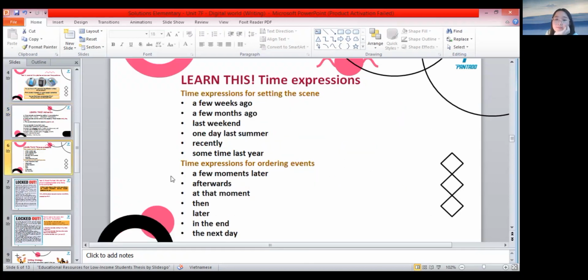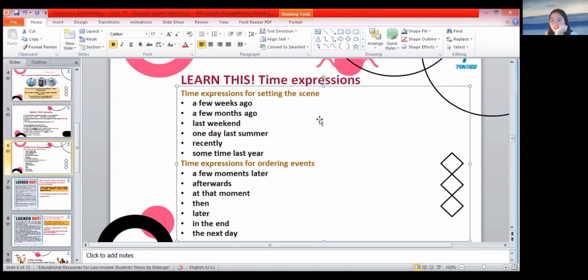Okay. So here the next one we have the time expressions. So what is the time expression? Time expressions are the words that express the time. For example, yesterday is the time expression. Last week, last weekend, tomorrow, or last summer, last holiday, last vacation, last month, last year are the time expressions.